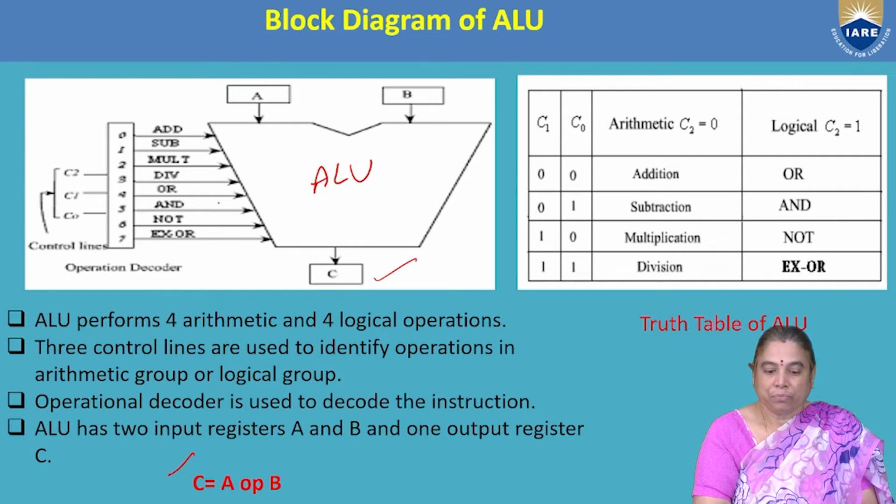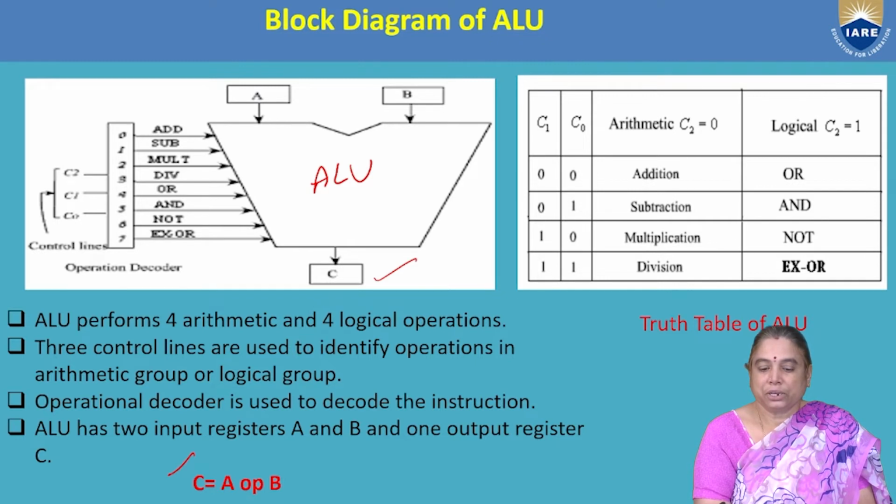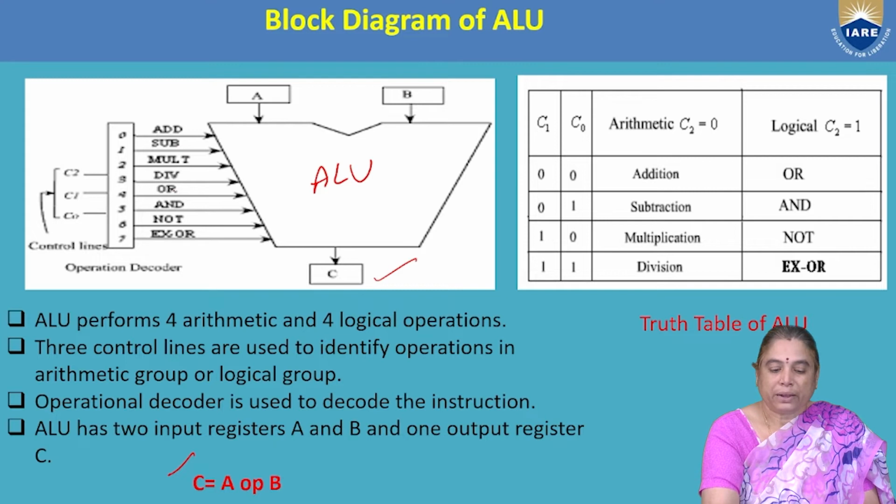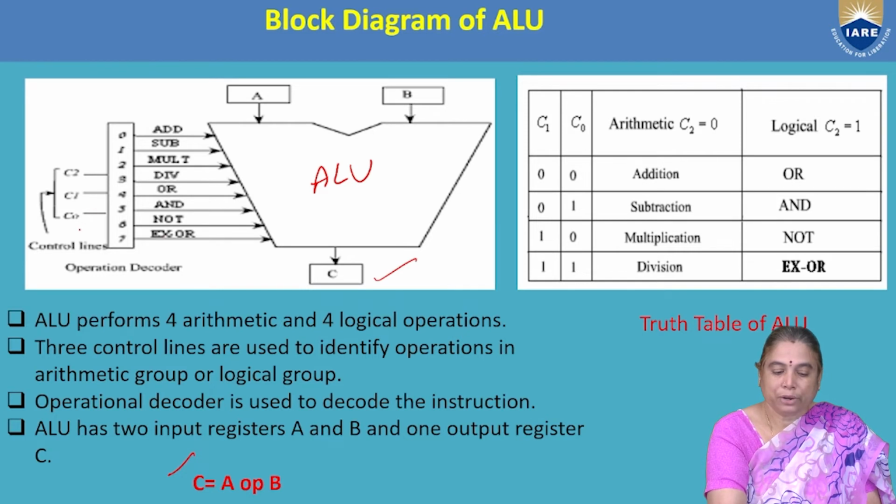ALU basically performs 4 arithmetic operations: addition, subtraction, multiplication and division, and 4 logical operations. The 4 logical operations are AND, OR, NOT and exclusive OR. So in order to support these operations, 3 control lines, 2 power 3, 8. So 8 operations we are performing. So 3 control lines are needed to perform these basic arithmetic and logical operations.